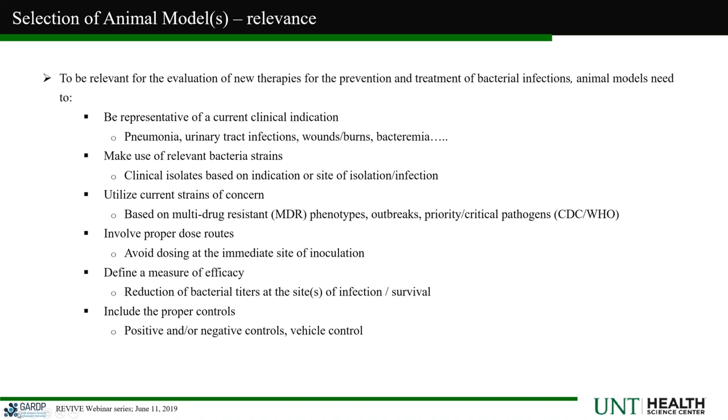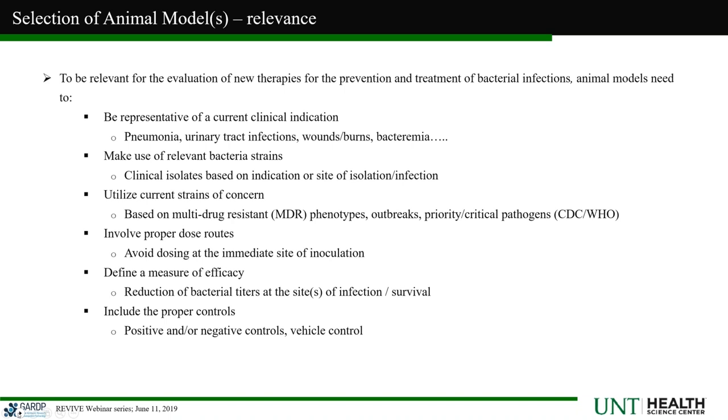You also need controls. Positive control would be great to see. What is the current standard drug of choice? And what does that do in your animal model? Can you validate your animal model with that drug of choice? And a lot of times you can't do that because you're using multi-drug resistant pathogens. Nothing works clinically, so nothing will necessarily work in your animal model. So sometimes those positive controls actually become a negative control. You also need your vehicle control, especially if you have an odd formulation involving an organic or something other than just pure aqueous, to make sure that the vehicle itself has no effect on the activity observed in terms of survival or bacterial titer reductions.